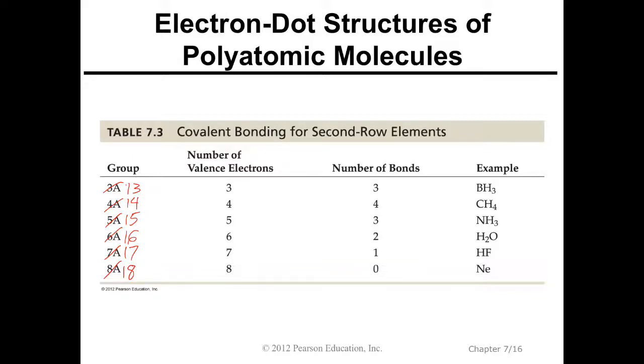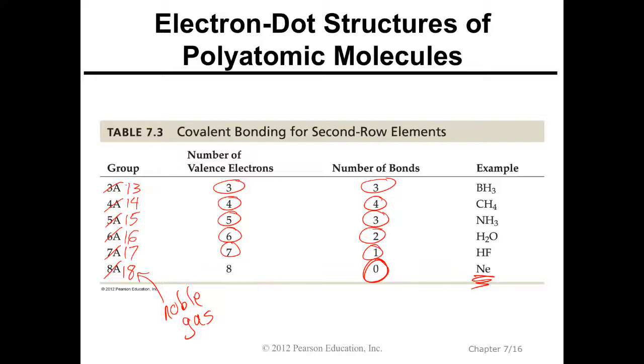If you have 3 valence electrons, you form 3 bonds; 4, you form 4. But as soon as you have 5 valence electrons, now you go to 3, 2 bonds, 1 bond, and if it's a noble gas, it doesn't form any bonds. So it's just stable by itself.